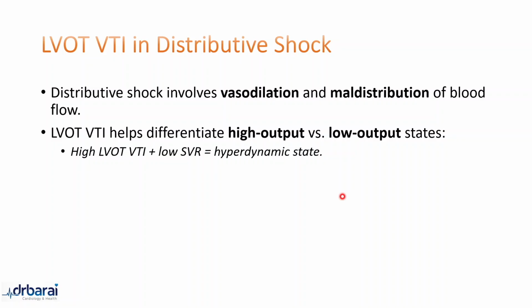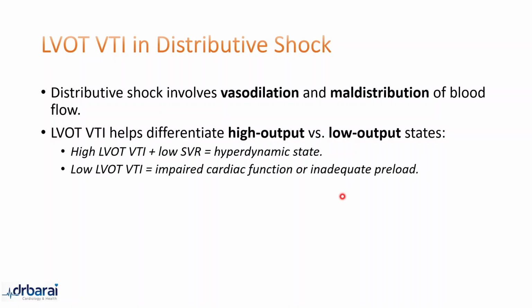However, they have so much peripheral pooling of blood because of reduced systemic vascular resistance that they develop a state of shock. Usually, they are very tachycardic. They develop a hyperdynamic state. The other type of condition is in case of distributive type of shock, their LVOT VTI is low because of the reduced cardiac function and inadequate preload.